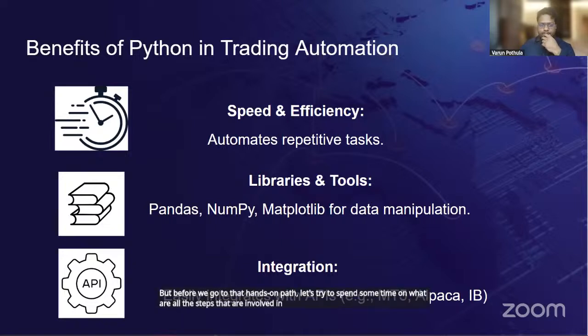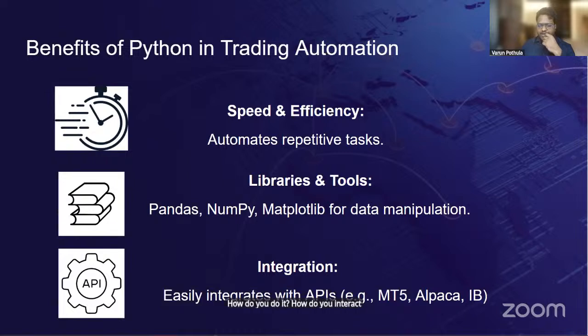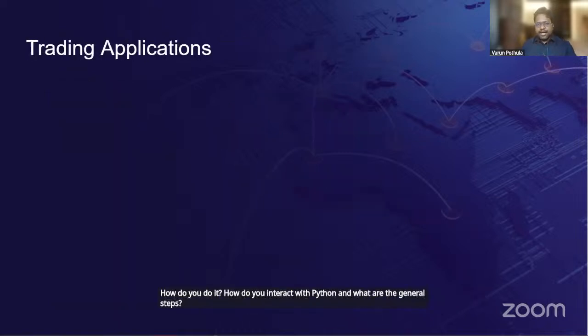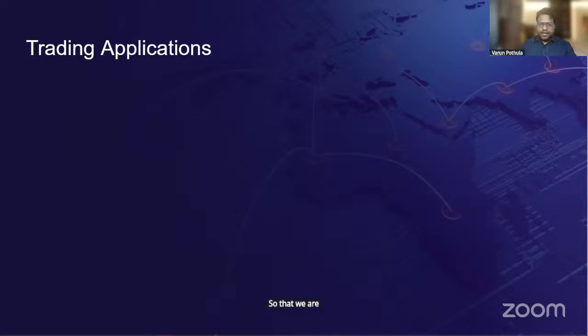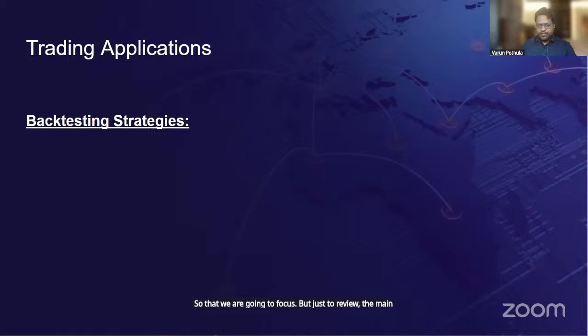In general, if you want to interact with your trading system, like any trading platform, let's say MetaTrader, how do you do it? How do you interact with Python and what are the general steps? That is what we are going to focus on, but just to review, the main applications generally for why we are going to automate.